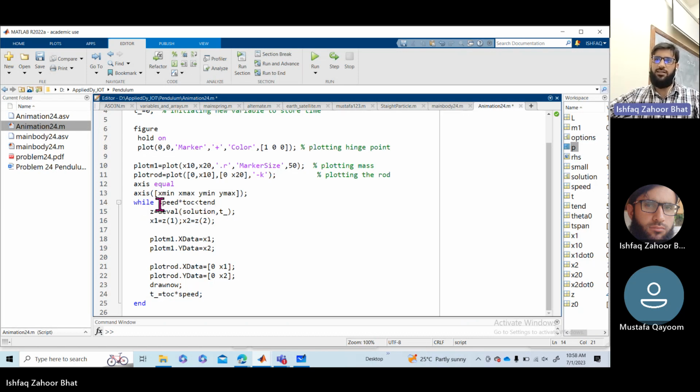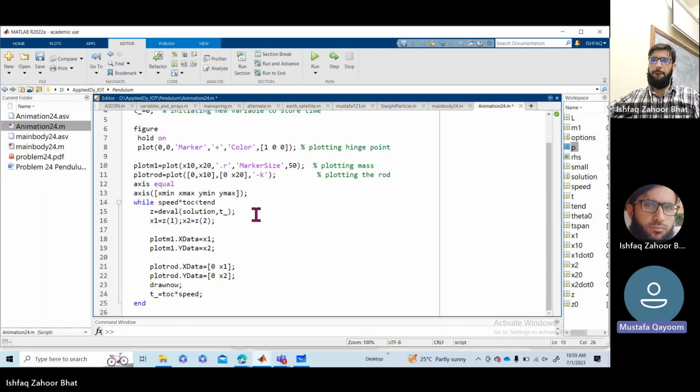So what is the condition? The condition is the speed and toc. What is the time and what is the speed of the animation? If this is less than Tn, our animation will stop, because we want our animation to run only until this time. And since the animation speed is speeding up our animation, we need to multiply this toc by speed in order to get the right t end. Give a thought to this. I hope you will get this.